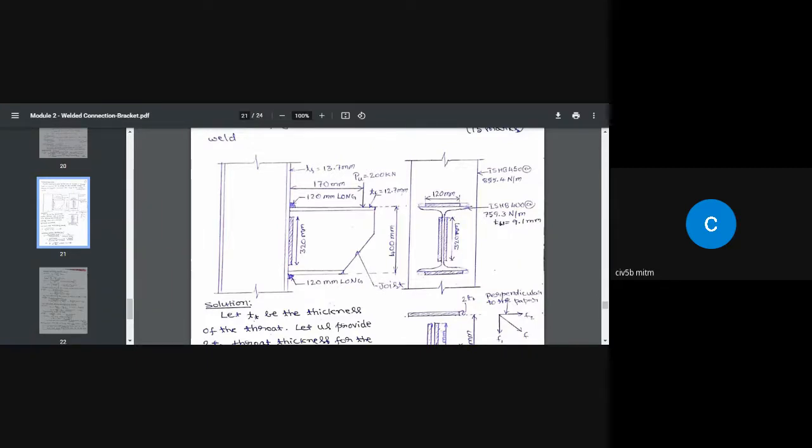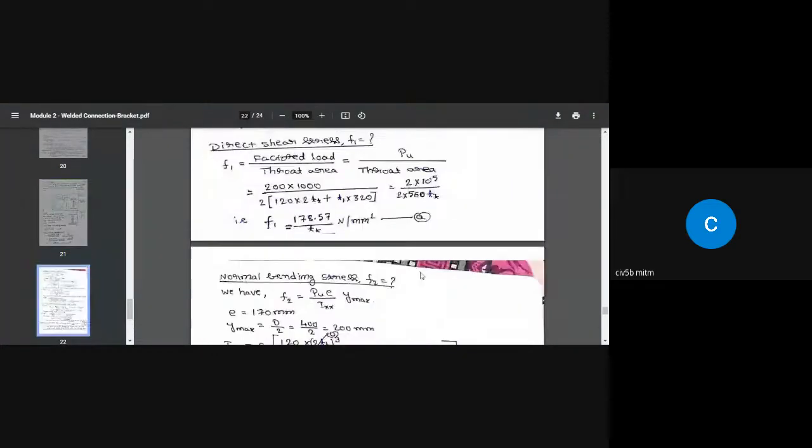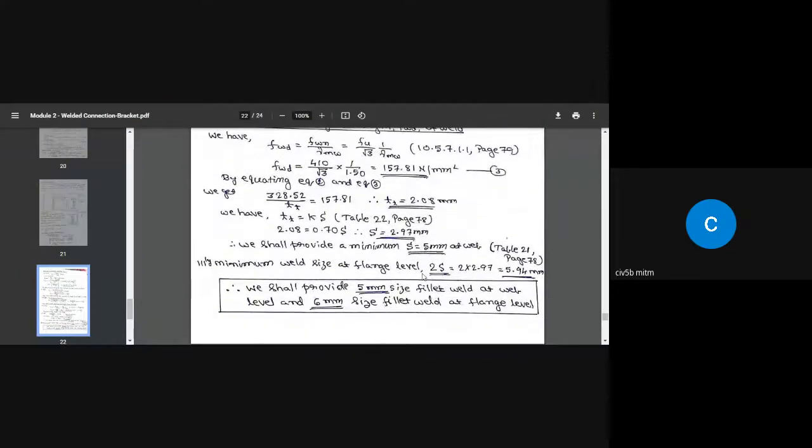So what is the minimum size of the weld we have to provide? We have to provide a 5 millimeter size weld. Even though by calculation we got 2.97 millimeter weld here, according to the code, the minimum size of the weld we have to provide is 5 millimeter. I hope you got this. So that's why I have provided 5 millimeter.